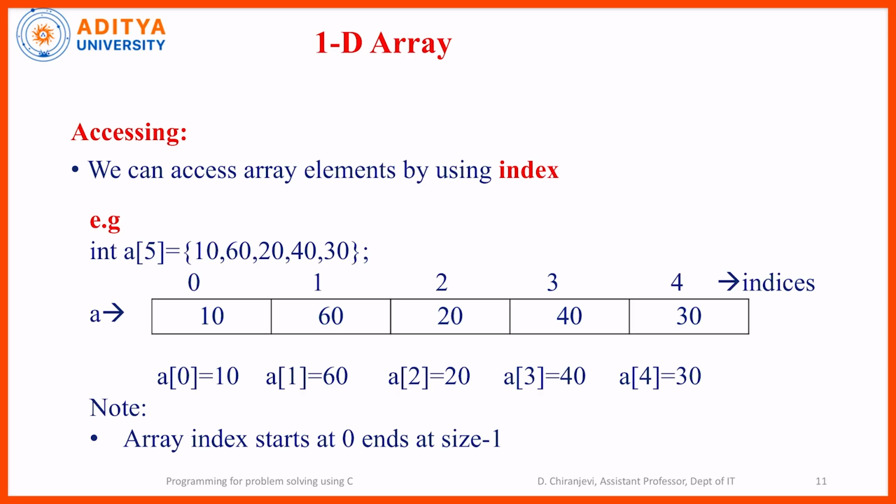So a of 0 equal to 10. If you write printf with %d and a of 0, what will you get? It will print the value at index 0, that is 10, so the output is 10. Similarly, any particular element you want to access, you can access by using the array index. I have already told you the array index starts from 0 and ends at size minus 1.